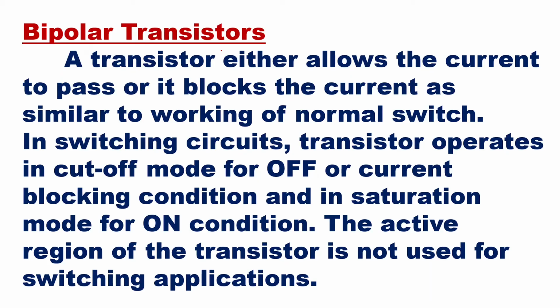Here you can see bipolar transistors. A transistor either allows the current to pass or it blocks the current, similar to the working of a normal switch. In switching circuits, the transistor operates in cutoff mode for off or current blocking condition, and in saturation mode for on condition. So if it is in cutoff mode, it is off. If it is in saturation mode, it is on. The active region of the transistor is not used for switching applications. It is used when the transistor is used as an amplifier, but not in switching applications.